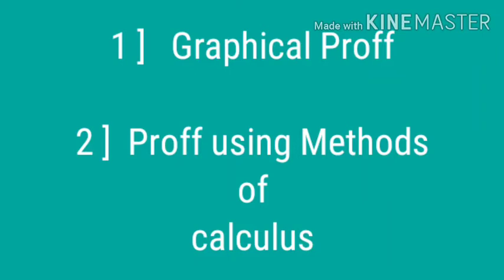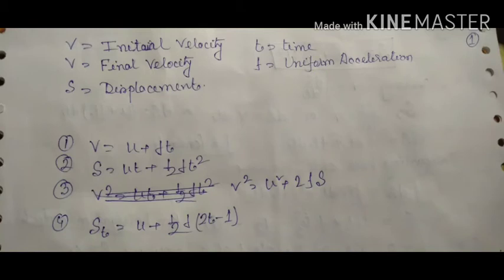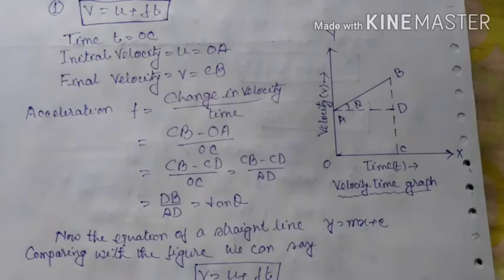Let us consider a particle starts its journey with velocity u, that is initial velocity, and moves with uniform acceleration f during time t and achieves velocity v, that is final velocity. During this time it travels a distance s. So the equations are v is equal to u plus ft, s is equal to ut plus half of ft square, v square is equal to u square plus 2fs, and st is equal to u plus half of f into 2t minus 1.